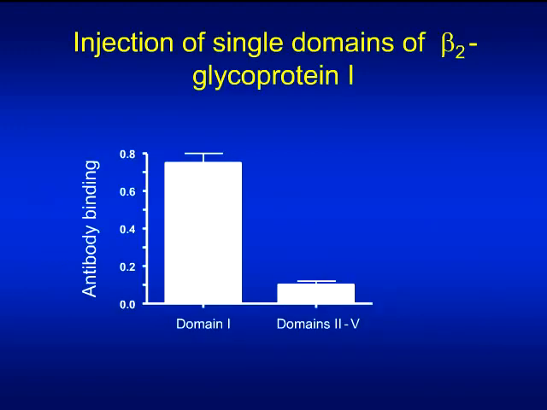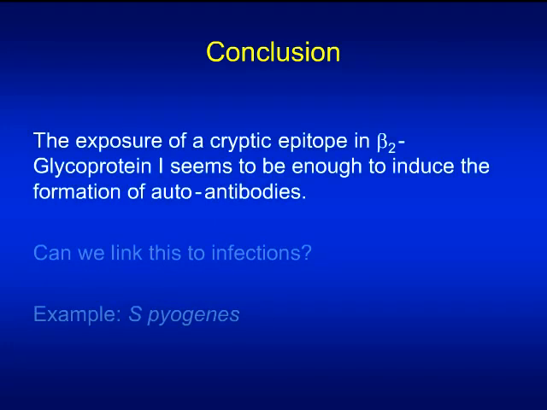So simply injecting the open structure, you get the antibodies. You can also take the single domains and all the other domains, inject them into mice, and what you see is that if you inject domain 1, you get antibodies. If you inject the other domains, you do not get the antibodies. So you inject domain 1 of beta 2-glycoprotein 1 of mouse origin into a mouse without adjuvant, and within a few weeks, you have the antibodies. So apparently it's very easy to make these antibodies. This exposure of the cryptic epitope is enough to induce the formation of these autoantibodies. The question is, can we then link that to infections?